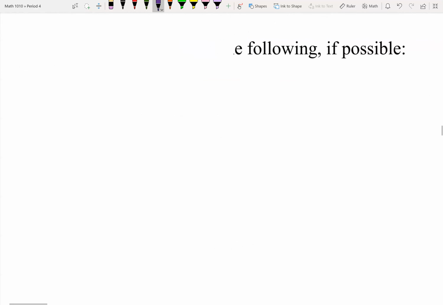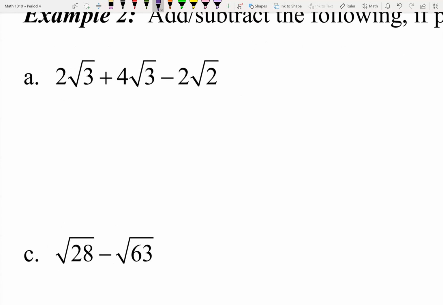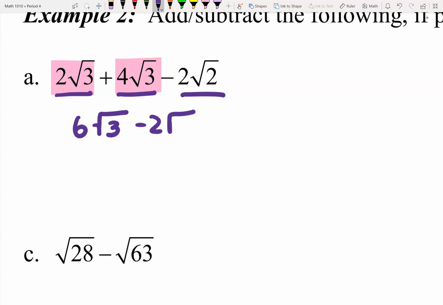Okay, everybody look at question A. I have 3 terms. If you can't see 3 terms, we have a problem. Look, term, term, term. 3 terms. This guy has a square root of 3. This guy has a square root of 3. When I add them, it's going to have a square root of 3. 2 plus 4 is 6. Then I write down the guy that did not get added, 2 square root of 2. There's my answer, and I'm done.